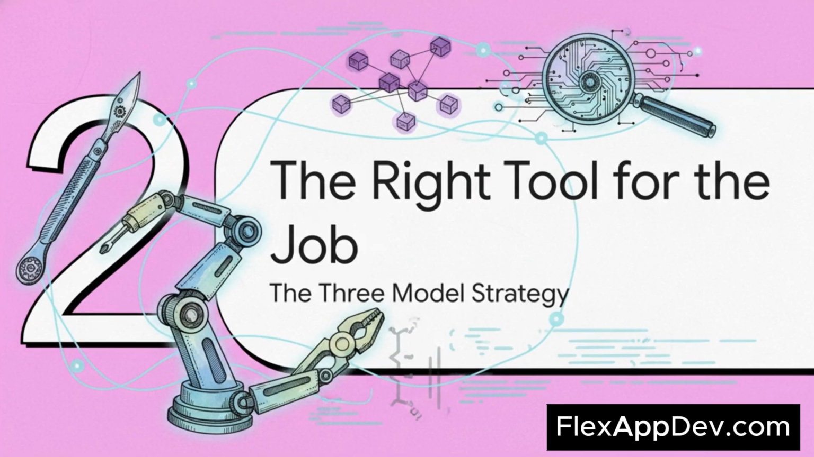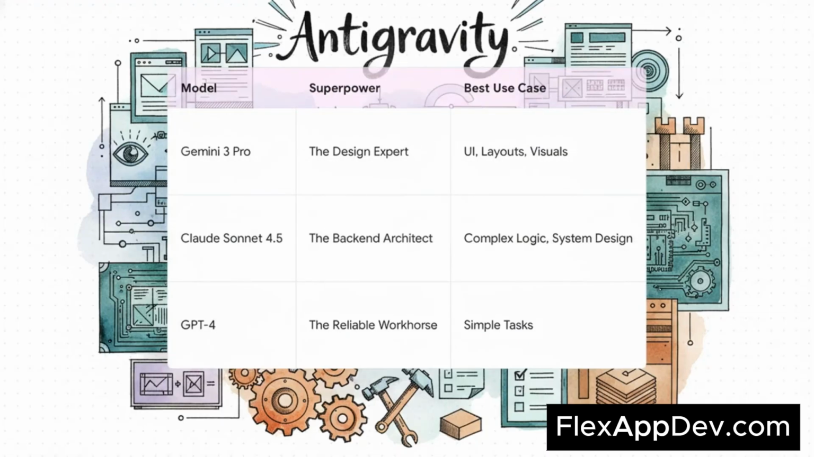Okay, so you've got your team. The next thing a pro knows is that you don't use the same tool for everything, right? You don't use a hammer to saw a board. That same logic applies to AI models. And that's where the 3-model strategy comes into play. Antigravity gives you access to 3 different powerhouses, and the secret sauce is matching their superpower to the right task.